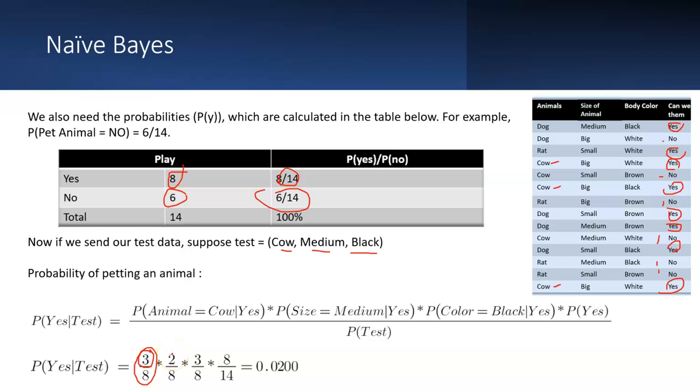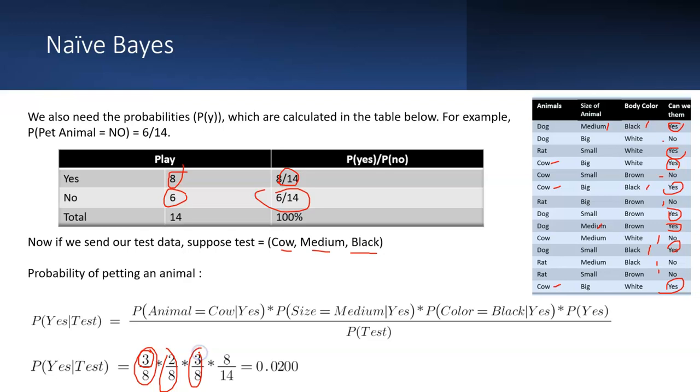Then the medium size. How many medium do we have in the yes? This is yes medium, and then we have a medium here. So we have 2 medium in the yes. Then we have black. In the yes we have this black one, and then another black, the second black, and we need a third black. Where is the third black? Yes, we have a third black. So this is 3 by 8.